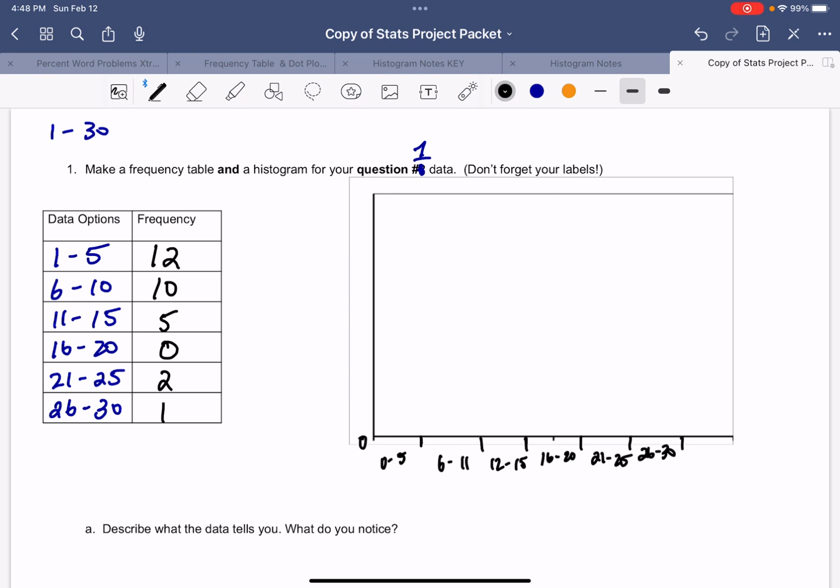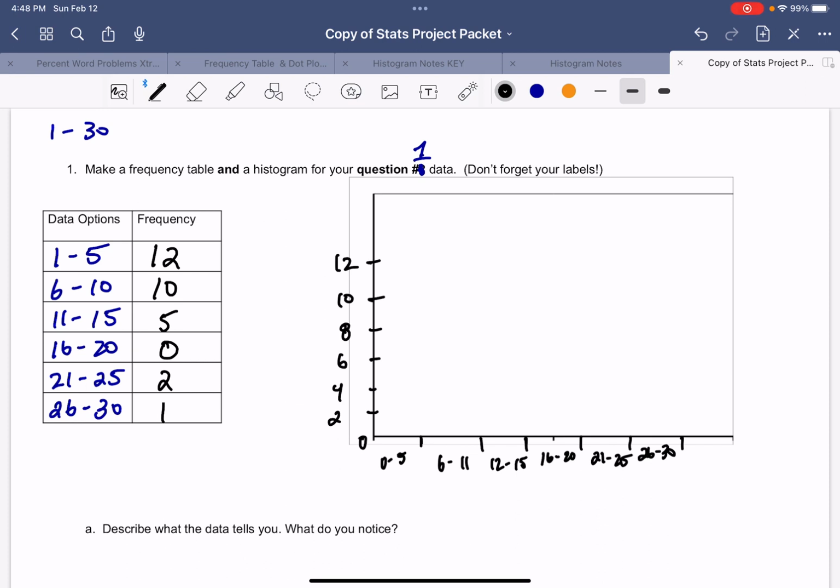Then what you're gonna do is look at your totals, okay? Look how much you have here. My highest is 12, my lowest is 0. So you're going to figure out how high you're gonna go on your data here. Okay, so here I've got up to 12, so I'm gonna go by twos. 0, 2, 4, 6, 8, 10, 12.